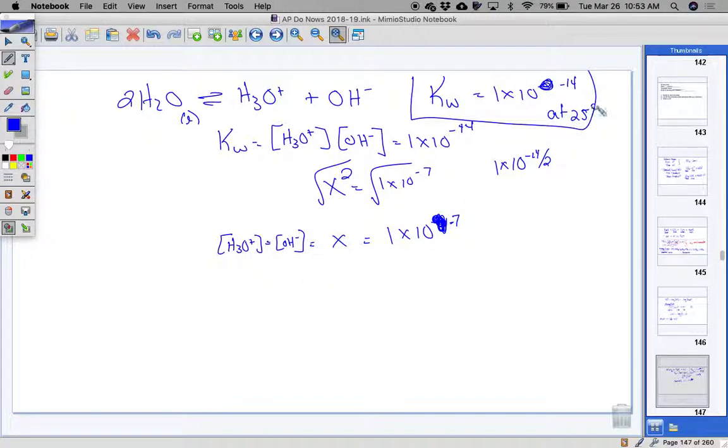If you're not at 25 degrees C, this number changes. It's very rarely going to change for you, but it could. They'll give you what KW is. If they change it to 50 degrees, they'll tell you KW is this number, and then you use that number. Otherwise, you have to assume it's at 25 degrees and use 1 times 10 to the negative 14.